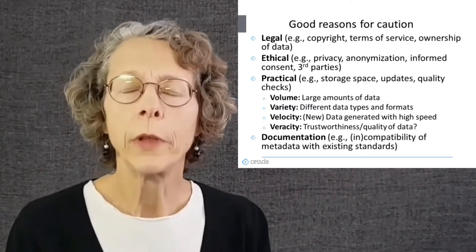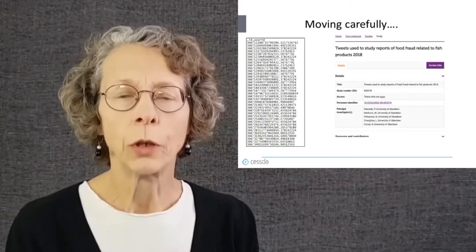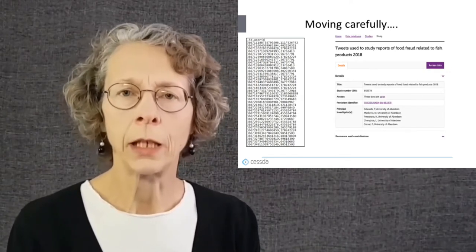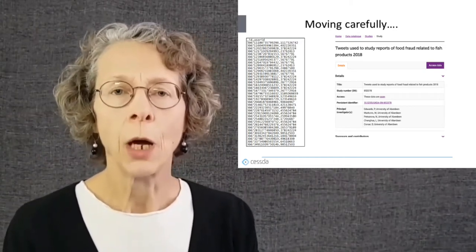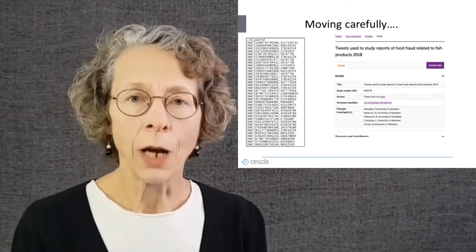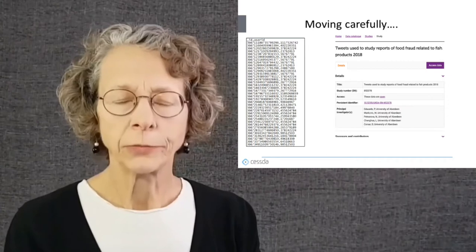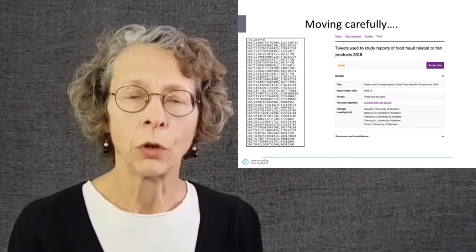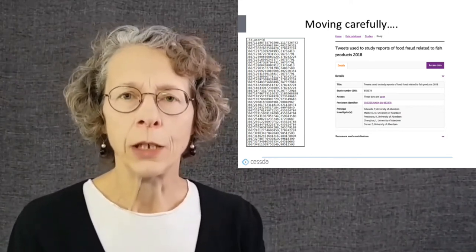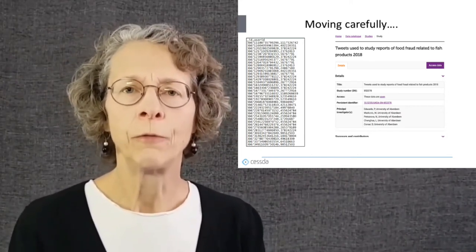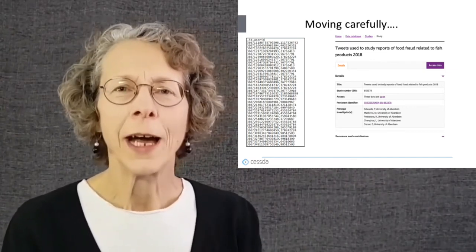I'll start with an example from the UK Data Service, a relatively easy and straightforward one. So the UKDA has been taking various kinds of social media data for several years now. What I'm describing here is a relatively simple data set that has come into the self-archiving system at the UKDA called ReShare. This study uses tweets to study the issue of food fraud in fish products. Not something I know a great deal about.